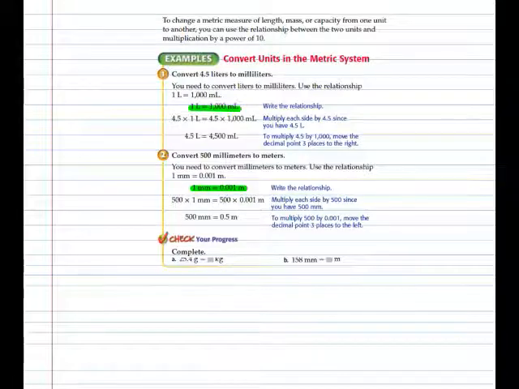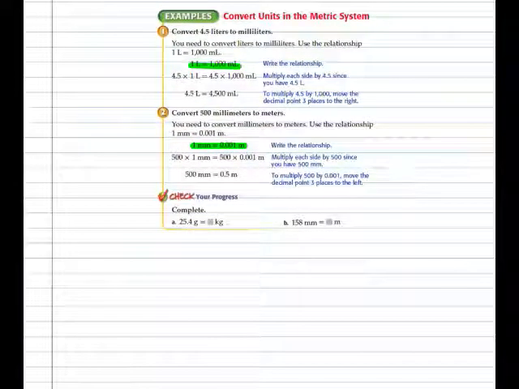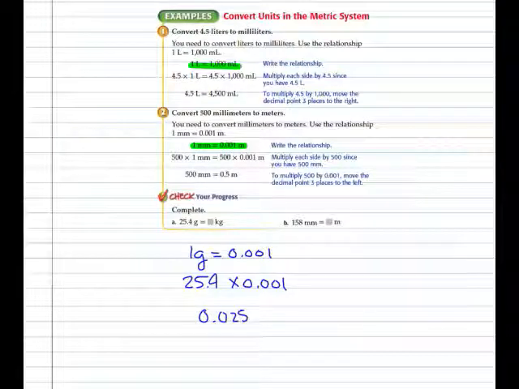So in example A, the relationship I'm using is that 1 gram equals 1,000th of a kilogram. So to convert my 25.4 grams to kilograms, I'm going to multiply by 0.001. And my answer then would be 0.0254 kilograms.